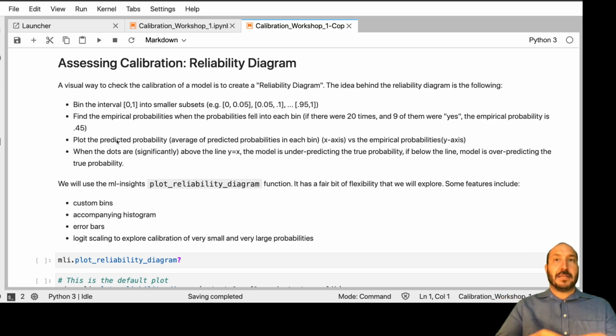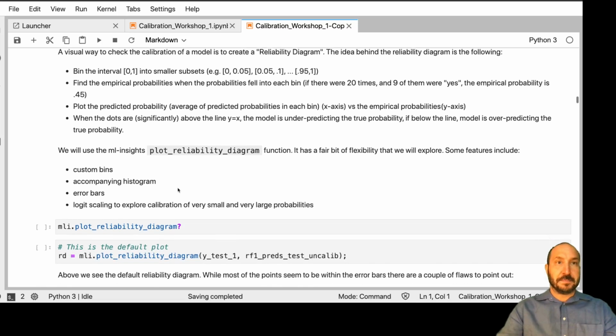If everything's perfectly calibrated, we should expect to be pretty darn close to the line y equals x. If the points are above the line, we're under-predicting the probability. The true probability is higher than what we thought it was. And if it's below the line, we're over-predicting the probability, where the true probability is less than what we thought it was.